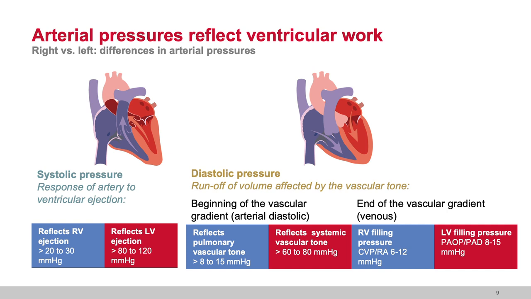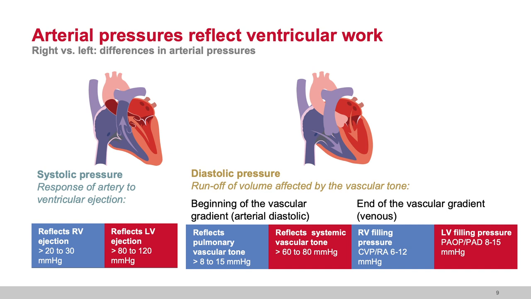Now we know that a lot of conditions affect diastolic pressure and diastolic vascular tone. But I want to remind you of two really important ones, sepsis and metabolic acidosis, in which case, in both cases, we lose vascular tone and diastolic pressure drops. Now that's concerning because diastolic pressure is a major component of mean arterial pressure.